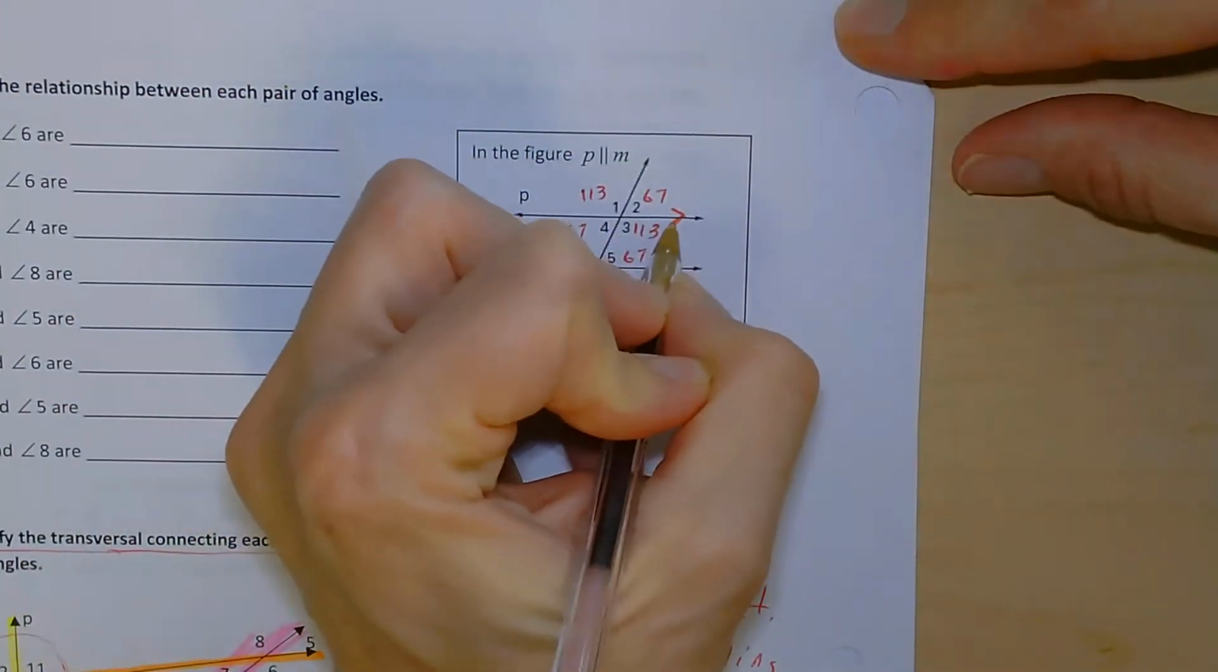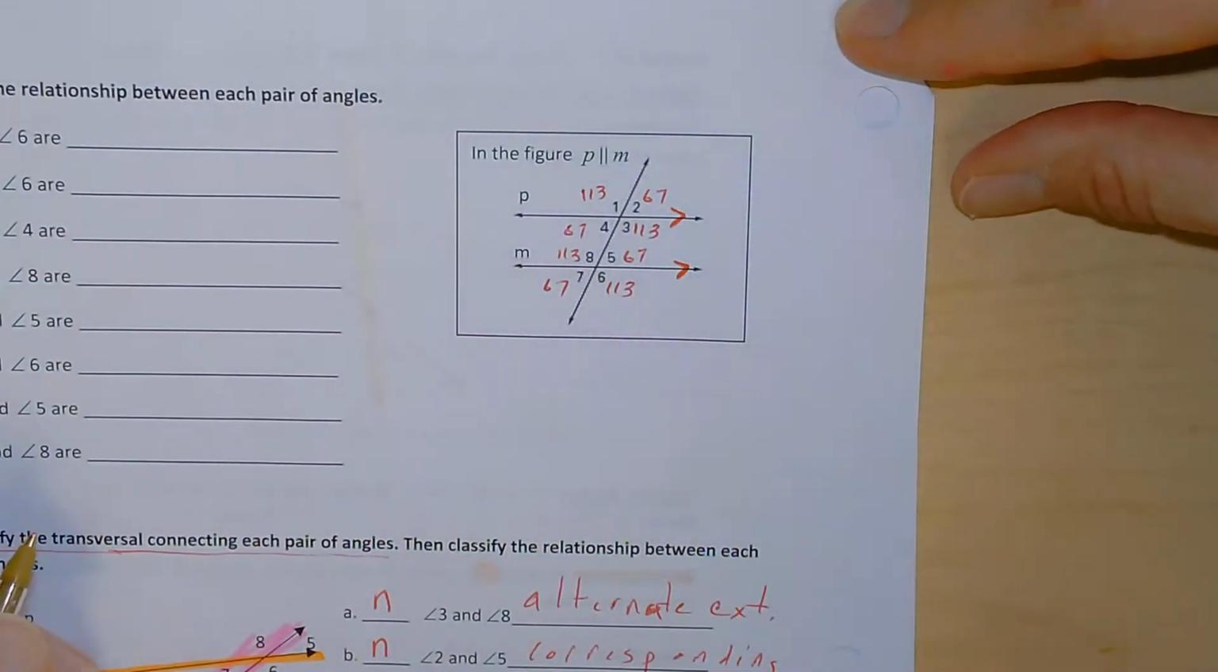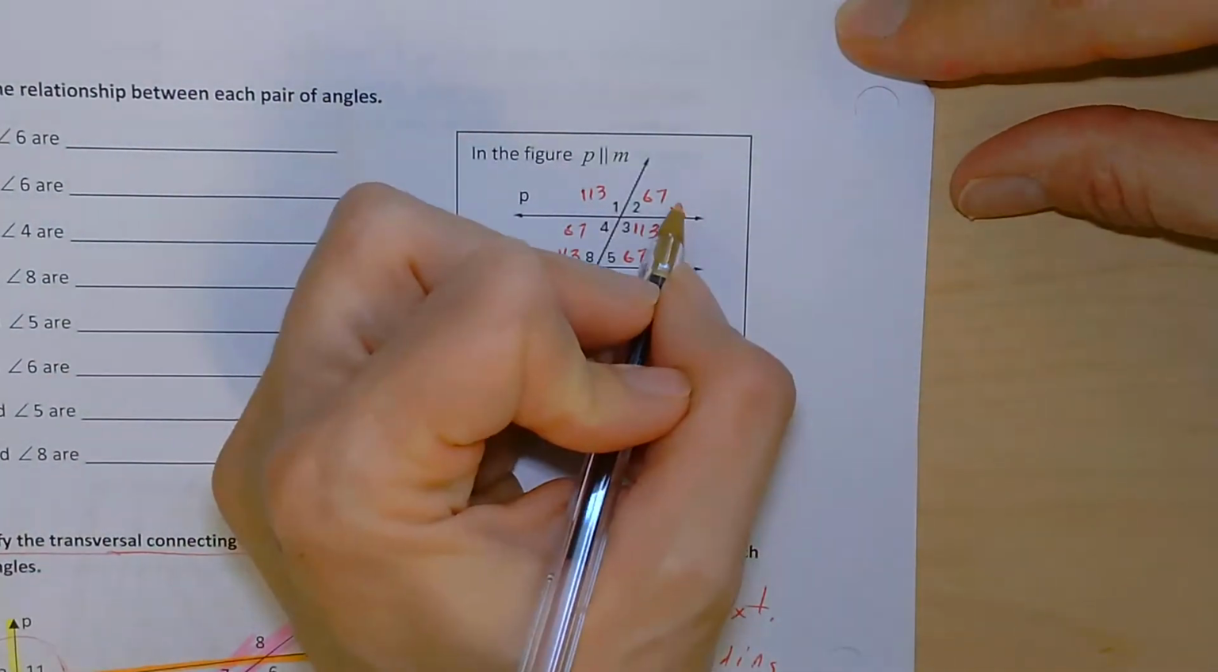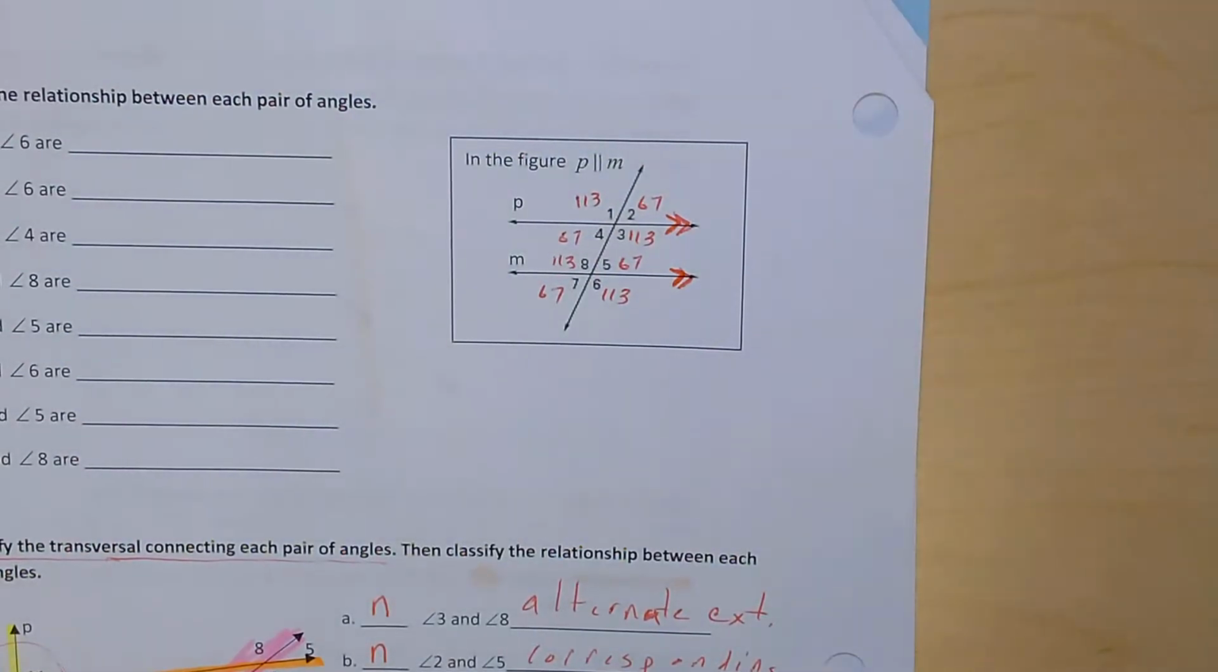To show that lines are parallel, I want you guys to put little arrows on the lines, because that's going to be the notation for parallel. Or you can put a double arrow and a double arrow. That shows that those lines are parallel, kind of like double ticks.